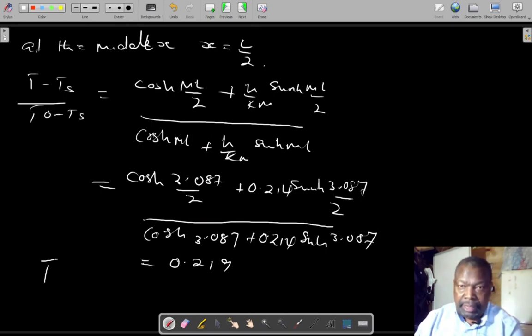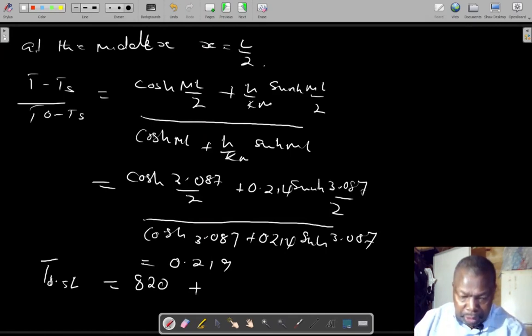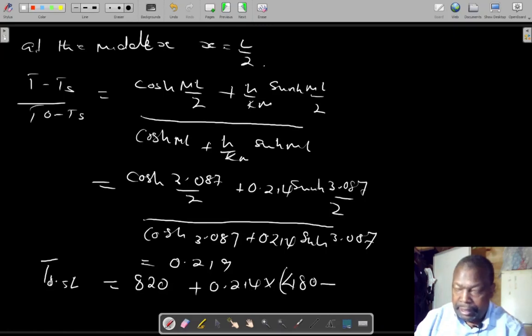Now at the midpoint, that is at 0.5 L, T is equals to T naught, which is 820, plus 0.214 times, now the temperature, 480 minus 820, and that will give you a temperature of 745 degrees C.